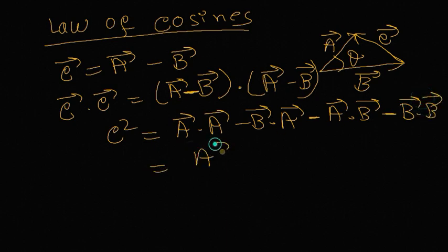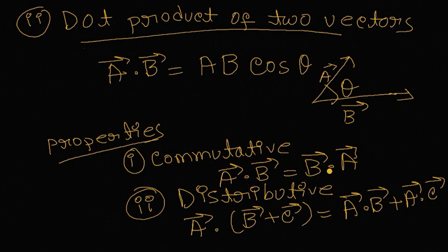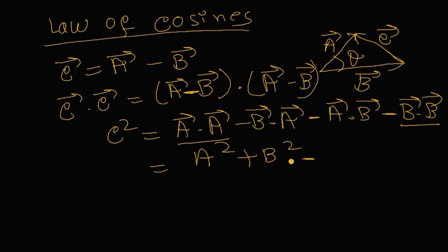Now A dot A becomes A square, B dot B becomes B square, and B dot A and A dot B are both the same as they are commutative, so A dot B equals B dot A. So it becomes minus 2A dot B, and A dot B means AB cos theta.